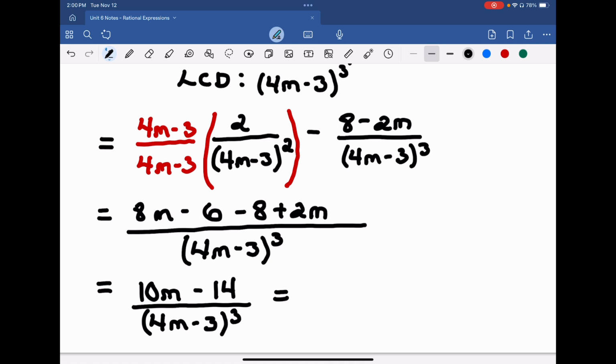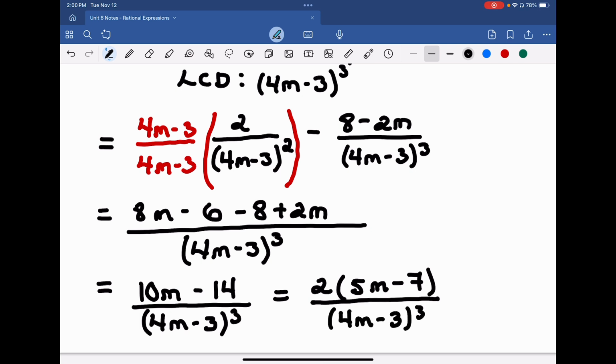I don't want to expand that. In fact, the expansion would be crazy. So I'm just going to leave it as that. I'm going to take out a factor of 2, which transforms this to be 5m minus 7, and then all divided by, in the denominator, 4m minus 3, and raised to the power of 3. Awesome. There's your answer.